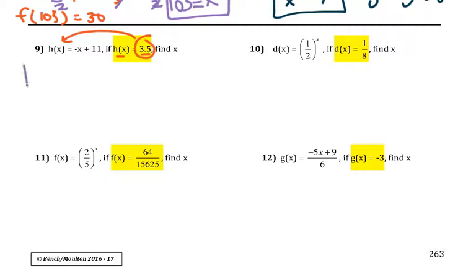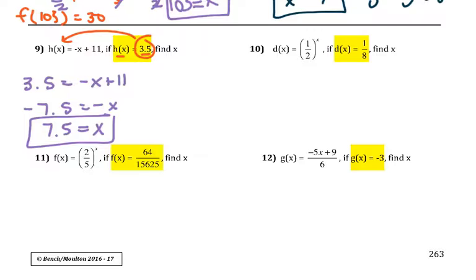Okay, number 9, instead of h of x, we're going to write 3.5 because that's the same thing, is equal to negative x plus 11. So I'm going to solve that for x, and so I'm going to subtract 11 from both sides, and I'll end up with negative 7.5 is equal to negative x. Divide both sides by negative 1, and so I get x is equal to positive 7.5.